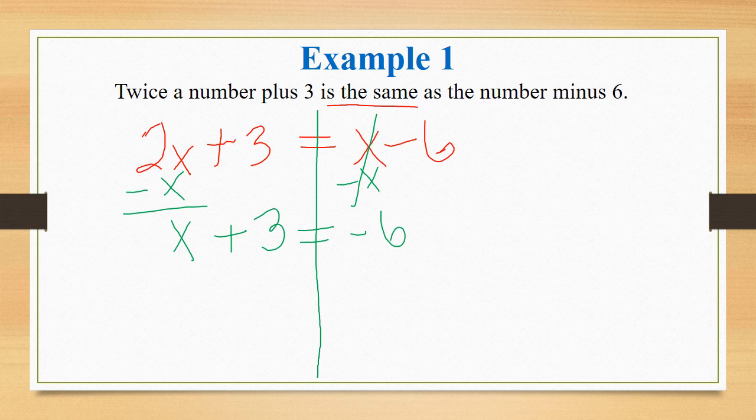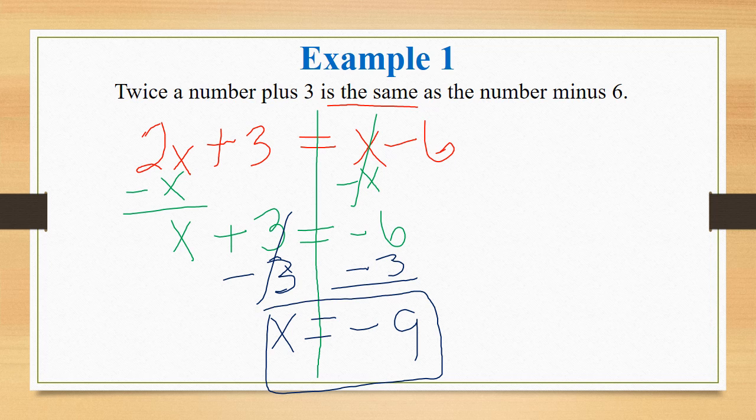All right, x is almost by itself. Woohoo! Last step. I have plus 3, so how do I move the plus 3? Inverse operation: I'm going to subtract 3 to get rid of it. Perfect. So x equals -9.